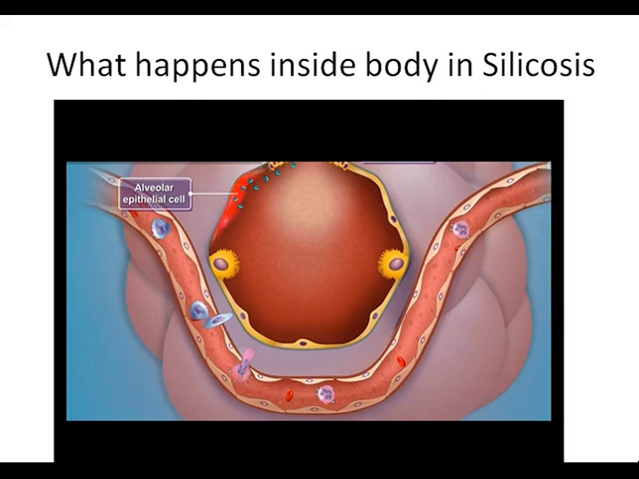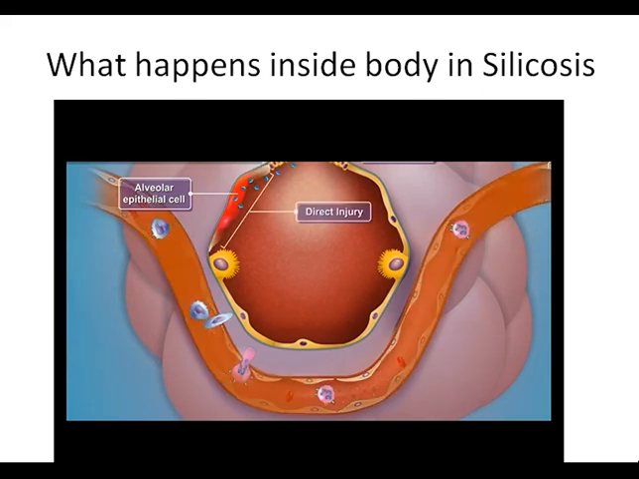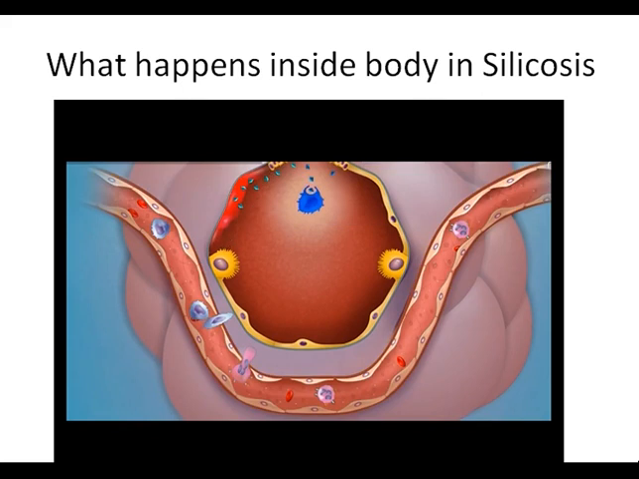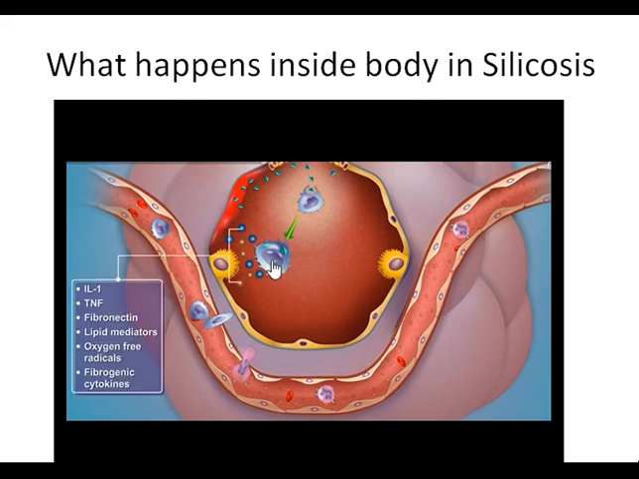Next comes the role of the cells known as macrophages. These are the macrophages in blue that you can see on the screen. These macrophages have ingested the silica particles, and the result is the stimulation of many immunomodulating factors. If you want me to read them out, these are tissue necrotizing factors, interleukin-1, fibronectin, lipid mediators, oxygen-free radicals, and fibrogenic cytokines.